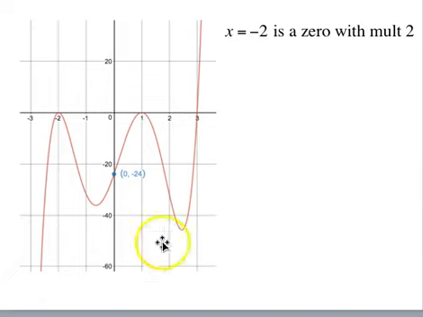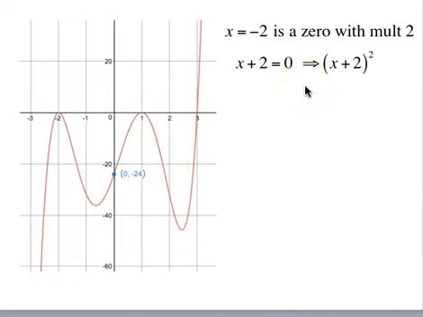Okay, now take a look at this example. We have a 0 at -2, a 0 at 1, and a 0 at 3. But the 0 at -2 has multiplicity 2 because it bounces. So if x equals -2, we can think of that as x plus 2 equals 0. But since it has multiplicity 2, it's bouncing, we're going to consider that as x plus 2 squared. That needs to show up in our answer.